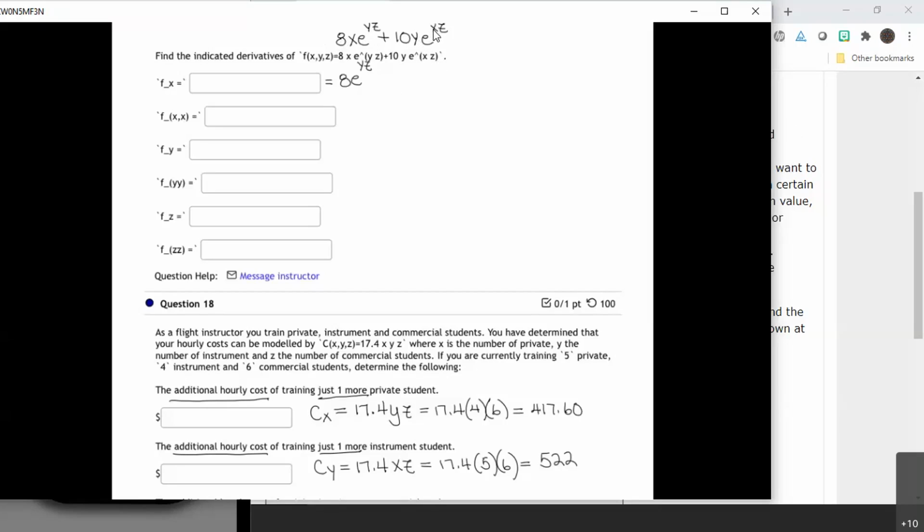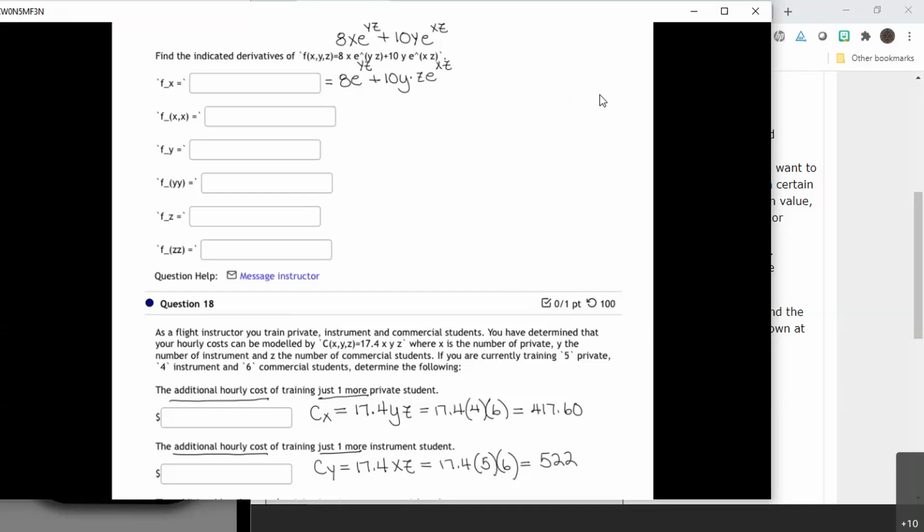So basically the 10y comes along as a coefficient, but then you've got to figure out how to differentiate this as if z was a coefficient on x. So if this was e to the 4x, the derivative of it would be 4 times e to the 4x. So the derivative of this with respect to x is going to be z times e to the xz. Okay, everybody see how to do that?